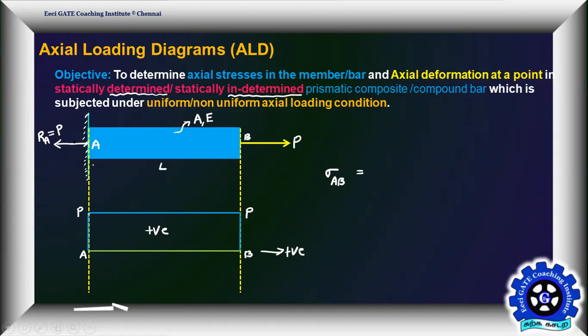Here the number of unknowns is one, RA. Only one support reaction you will get horizontally. Here we need to apply the equilibrium equation sigma H equal to 0. Sum of the left forces equals sum of the right forces. That is why RA equals P, you will get it.